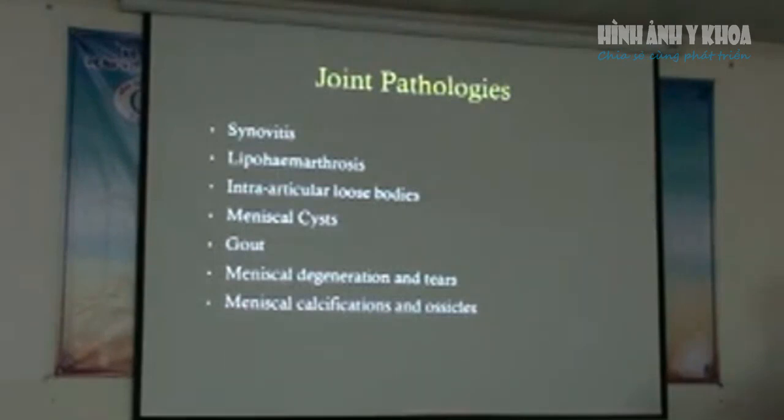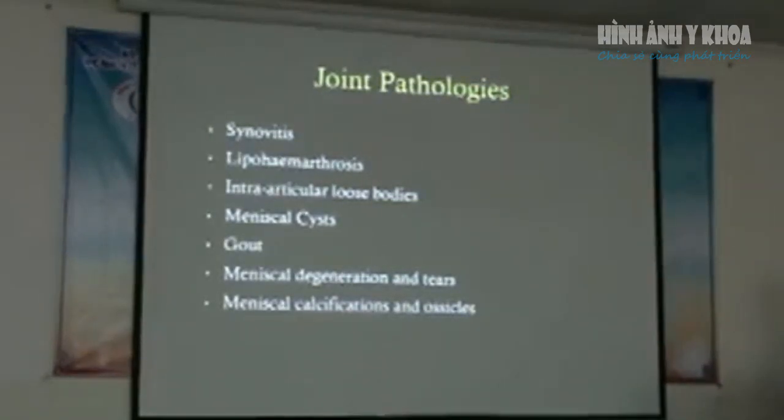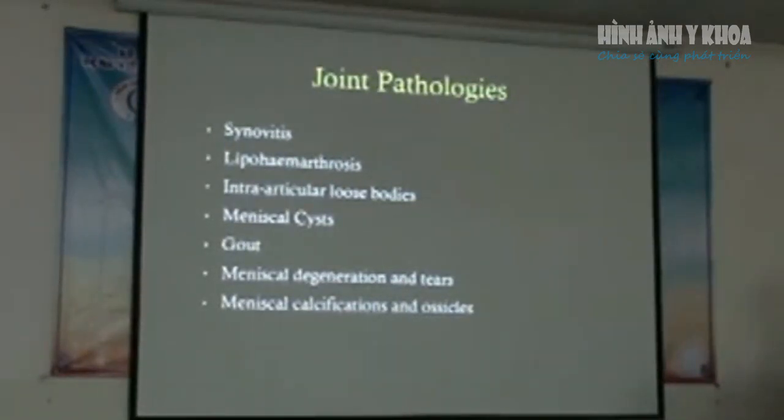So if we have a look at the knee joint itself, like any other joint, it's quite susceptible to synovitis. In the setting of trauma, we can have lipohemoarthrosis. It can have loose bodies. We can see meniscal cysts and also gout. Những bệnh lý khớp thường gặp đó là viêm bao hoạt dịch, có tràn mỡ và tràn máu trong khớp, sạn khớp, nang sụn trên và bệnh thống phong.